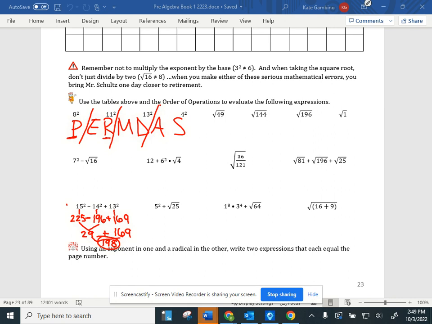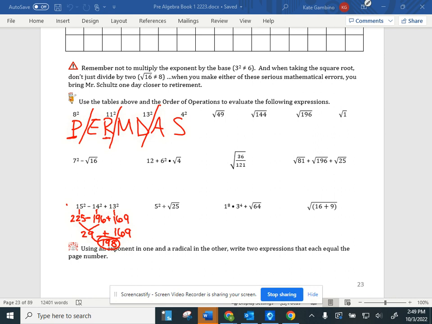So you do one step at a time. Do your parentheses, then you do your exponents and radicals. Bring down the operations you haven't used yet. Then you look for multiplying and dividing. Bring down any operations you haven't used yet. Then you do adding and subtracting.